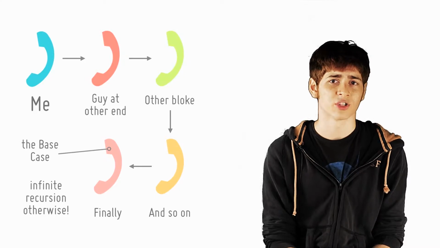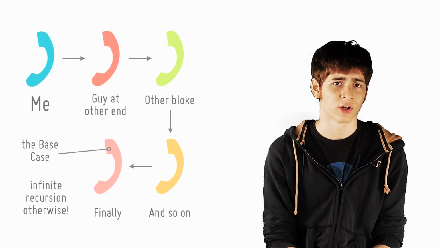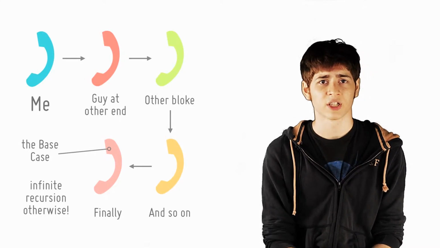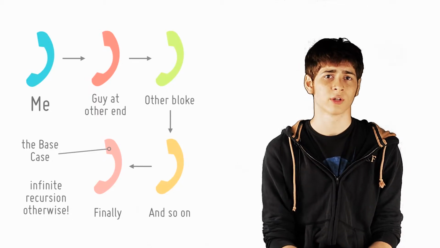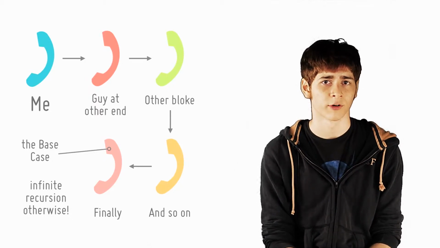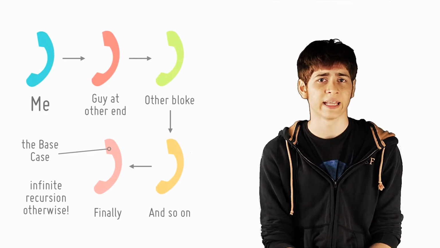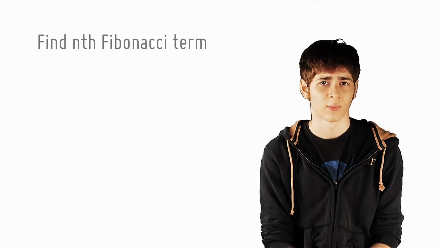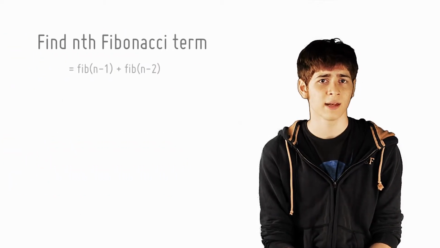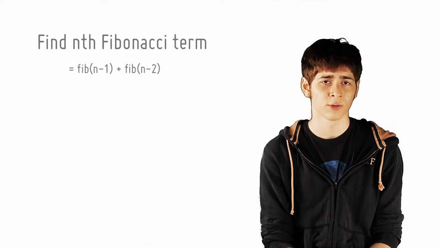Now, I hope you've got a general idea of what it's like for a function to call on itself, but the above analogy is far from perfect, and now I'll illustrate recursion using the Fibonacci series to perhaps give you a clearer picture. Imagine I wanted to find the nth term in the Fibonacci series. Well, very simply, the nth term is the n minus 1th term plus the n minus 2th term.